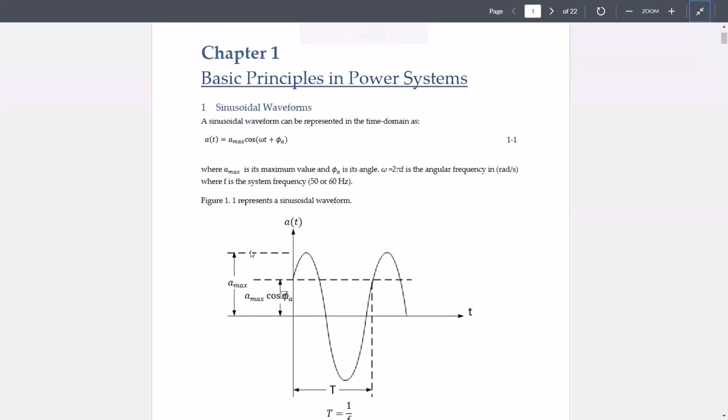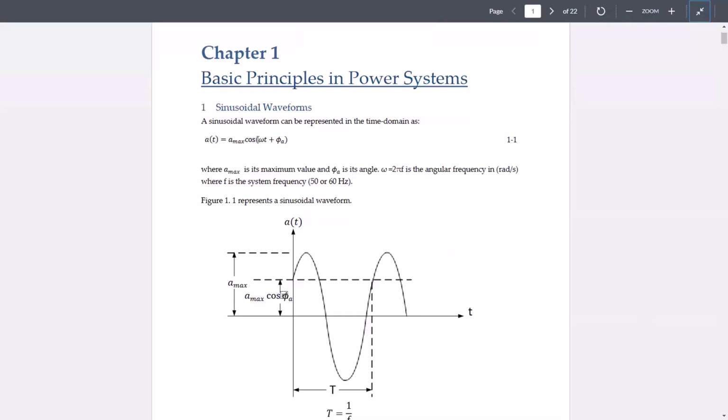So the first and foremost thing is that we understand what sinusoidal waveforms are. Sinusoidal waveforms are represented by an equation like this: A of t is a function of time, which is equal to A max, the maximum value, times cosine of some omega t plus phi a.